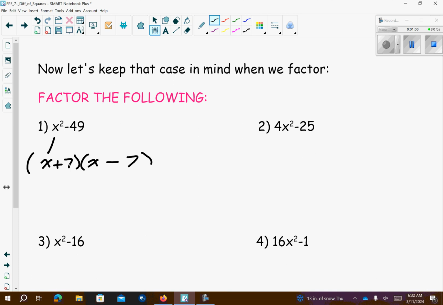Taking a look at number 2, is this a perfect square? Well, 2x times 2x is 4x squared, so yes. Is 25 a perfect square? Yeah, because 5 times 5 is 25. And then just alternate the signs, so negative and positive on this one if you want, or I could flip it around, doesn't matter.